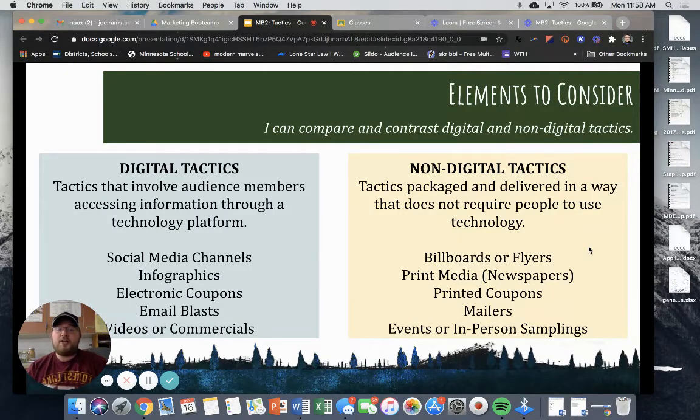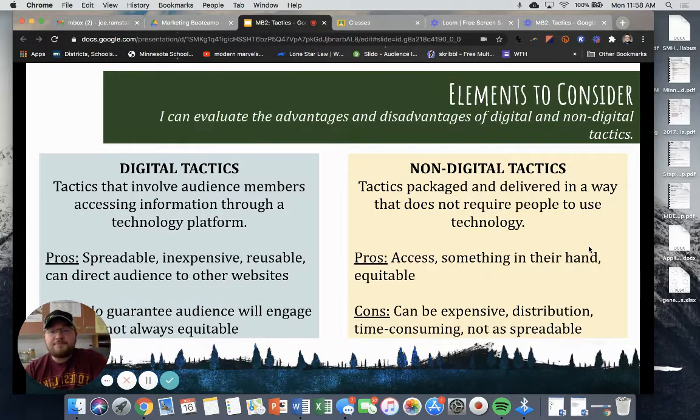Okay, so comparing and contrasting digital tactics and non-digital tactics. Some digital tactics include social media, infographics, electronic coupons, email blasts, videos or commercials. Non-digital tactics may include billboards, flyers, print media like a newspaper or a press release, printed coupons, mailers, events, or in-person sampling. So these are all different types of tactics that we can utilize in our communication campaigning.